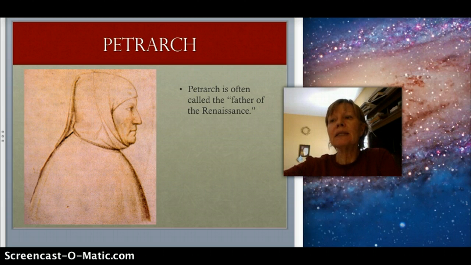It was really his rediscovery of Cicero's letters that's credited with initiating the Renaissance. Now, this is a drawing of Petrarch, and it seems to support the old adage that you can't judge a book by its cover. He looks like such a humble and modest man. It's hard for me to see him as the father of this tremendous age that saw energy and this explosion of ideas. But it is what it is.